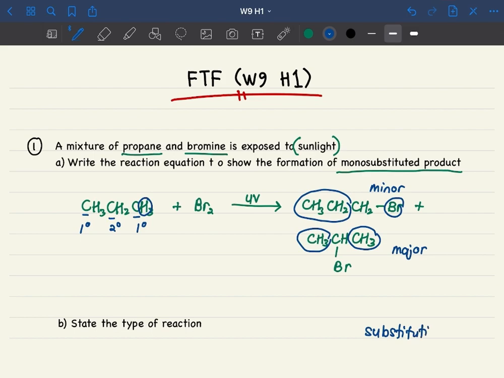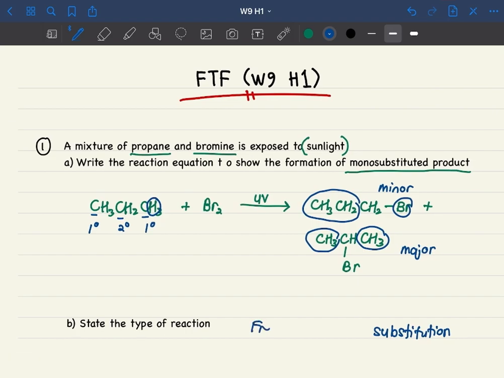We've already learned about substitution reactions. We have 3 types of substitution: free radical, electrophilic aromatic substitution, and nucleophilic substitution. If we look at the species given, we have Br2, which is a non-polar compound. With the presence of UV, it is going to cleave the bond symmetrically. In other words, it is going to undergo homolytic cleavage. From the homolytic cleavage, we know that we are going to form free radical species. So the type of reaction involved is free radical substitution.